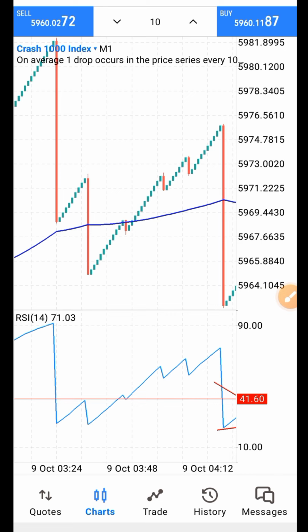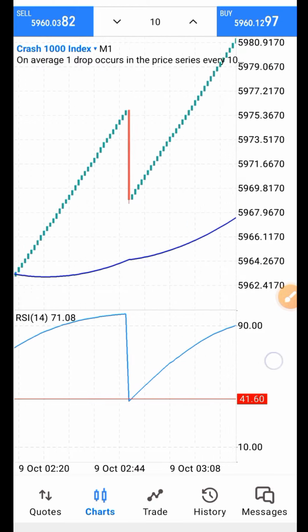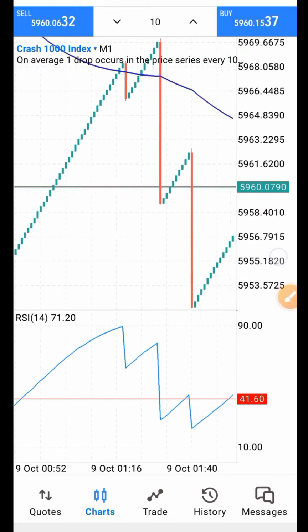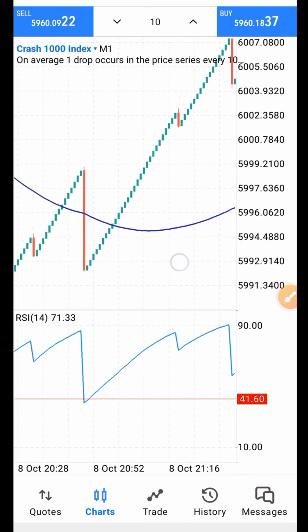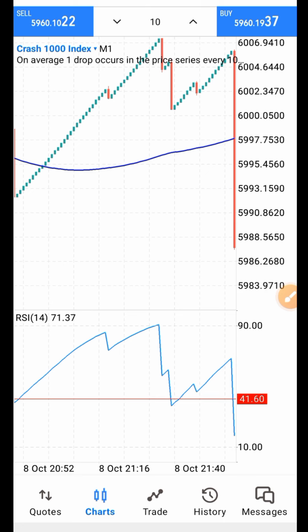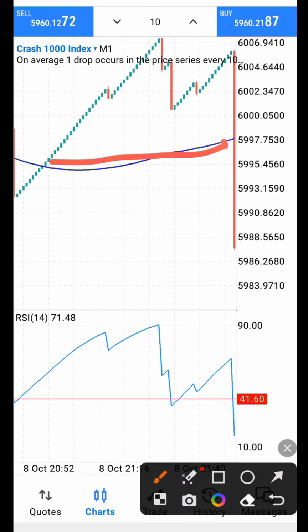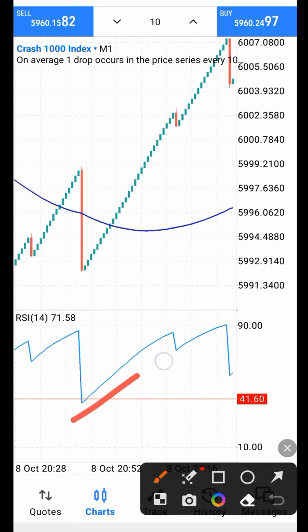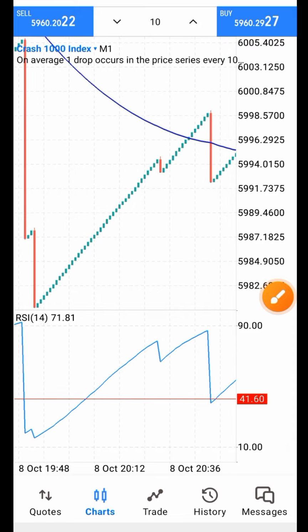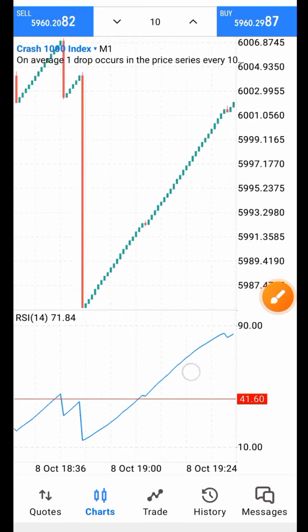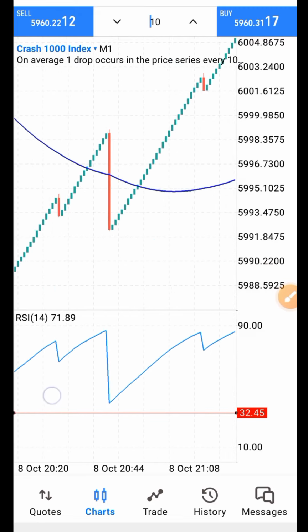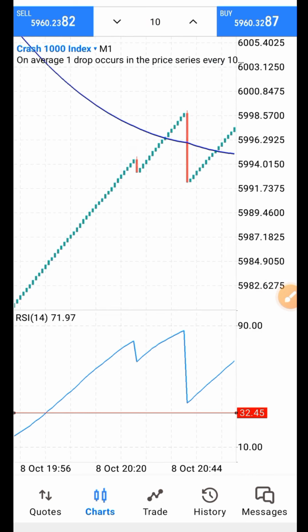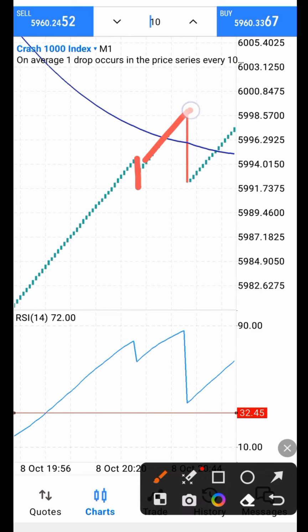So on the safer side, you only trade when those conditions happen while the market is above the 200 moving average. You can see this one here, and it breaks. See a 5 candle here. You buy. So this strategy works on both Boom and Crash. You can see that the spike is not much here. You will see your 5 candles before it gets here.